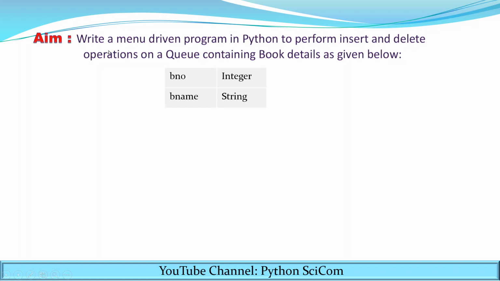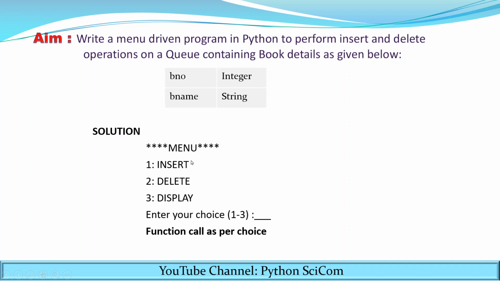The aim is to write a menu-driven program in Python to perform insert and delete operations on a queue containing book details as given below. Book number of type integer, book name of type string. Now we have to create a menu-driven program, so the menu will be like this. We will show the choices for the user: 1 for insert, 2 for delete, 3 for display. The user will enter the choice and as per the choice of the user, the functions for insertion, deletion and element display will be called.